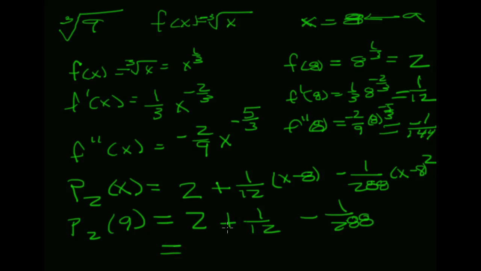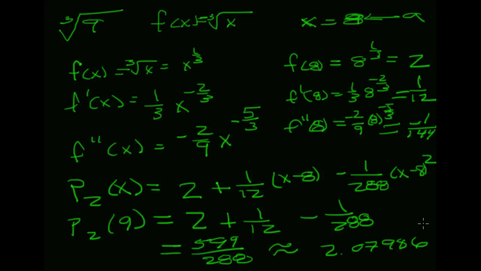All right, so 2 plus a 12th minus 1 over 288. I'm going to let you take that with your calculator. That actually works out to be 599 over 288, which is approximately 2.07986, give or take a little bit.